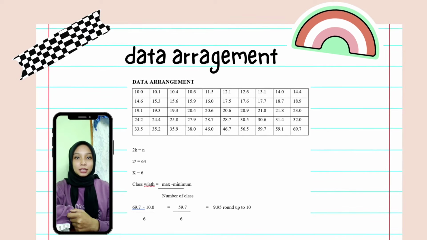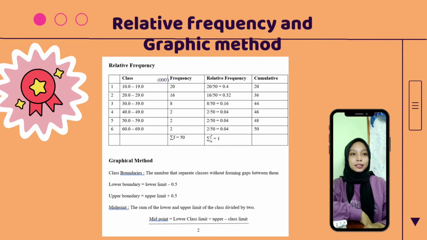H2081590. Okay, our group chose labor force by age in Selangor, and the ages we chose are 55 until 59 and 60 until 64. Okay, as you can see, this is the data arrangement. Class width equals maximum minus minimum divided by number of classes, and the answer we get is 9.95, rounded up to 10. Okay, next, relative frequency and graphic method.